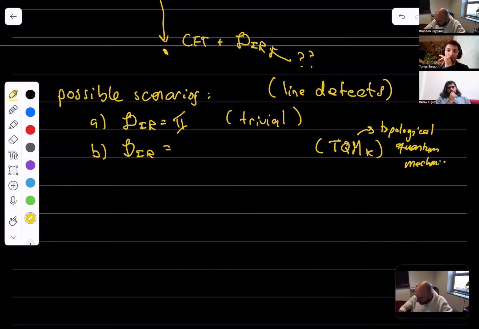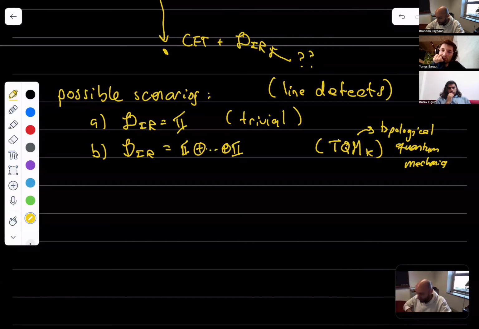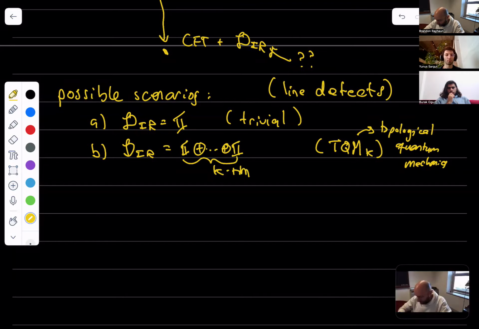So in this scenario, the defect basically flows to a decoupled qubit with k ground states, something like this. Or if you like, in this kind of notation, sometimes people write this by saying that the defect's flowing to a direct sum of identity line operators. K sum of identity operators.